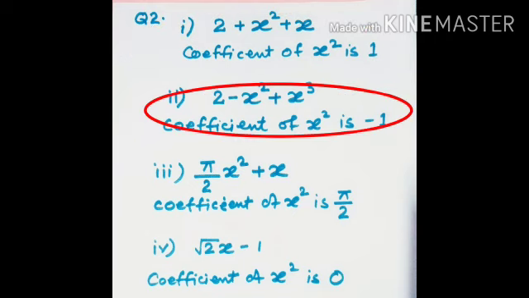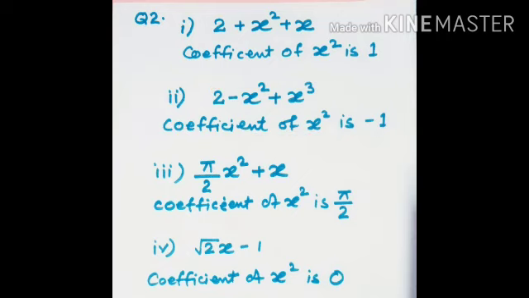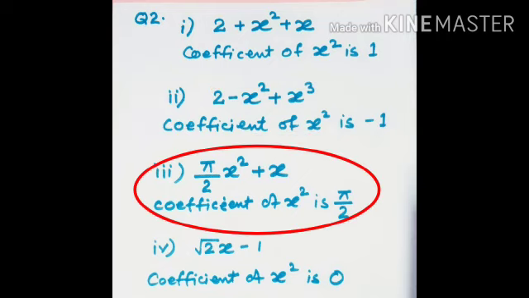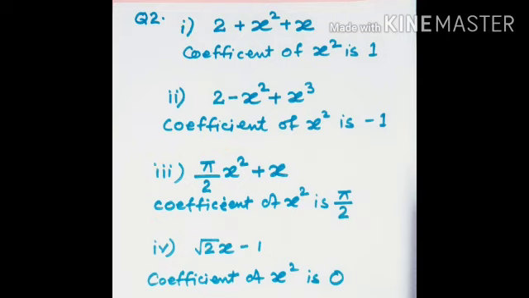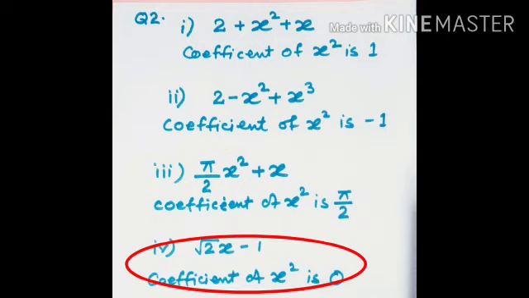In the second polynomial, it is 2 minus x square plus x cube. So the coefficient of x square in this polynomial will be minus 1. And in number 3, it is pi by 2 x square plus x. You can see on the screen the coefficient of x square is pi by 2. And in number 4, there it is root 2x minus 1. So here x square is not written anywhere, so its coefficient will be 0.